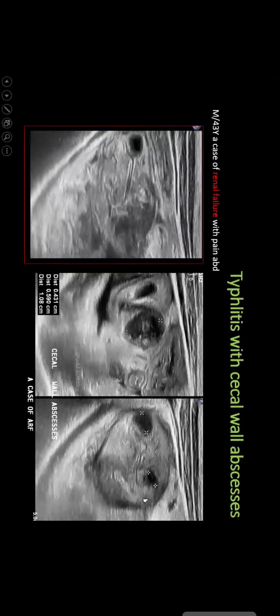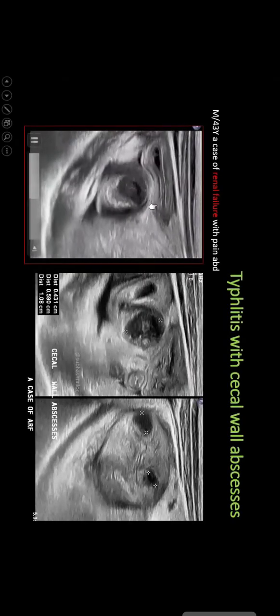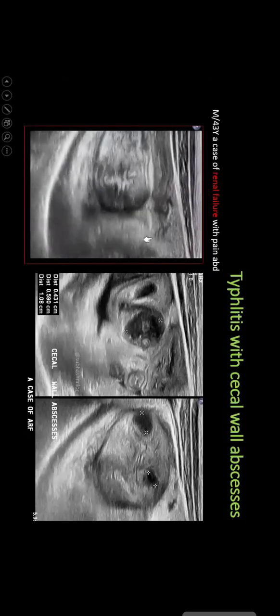A 43-year-old male, a case of renal failure with pain abdomen. This is a right iliac fossa high resolution scan. This is the cecum, edematous. This is abnormal. This is the ileal loop. So the cecum is showing some wall thickening with preserved signature, but there are two hypoechoic rounded cystic areas within the wall of the cecum, full of internal low level echoes. Some fat reaction. This is because of typhlitis with cecal wall abscess formation.